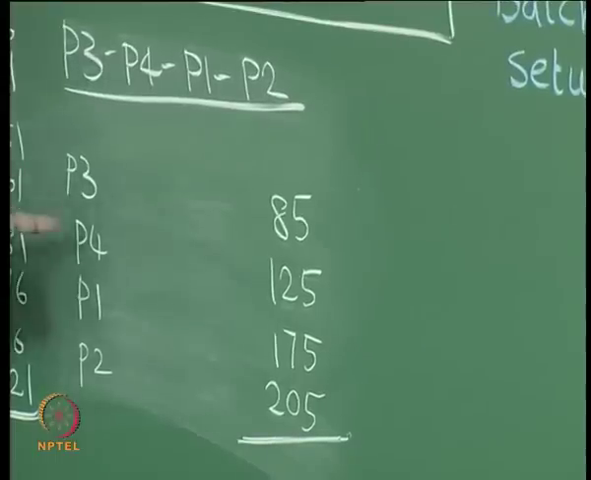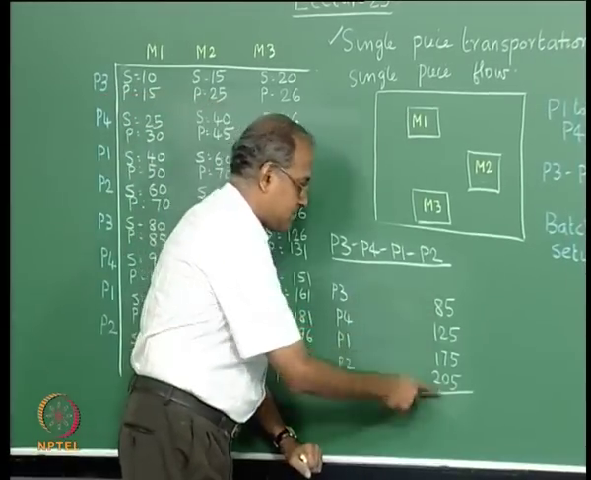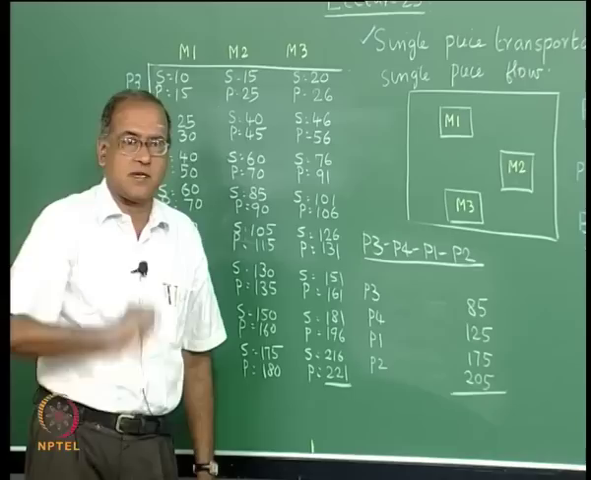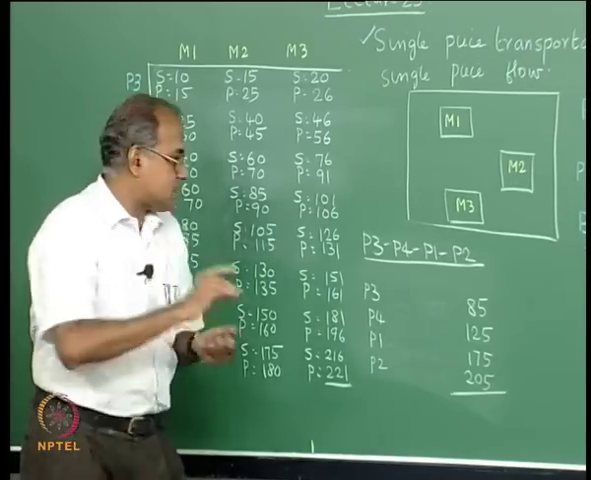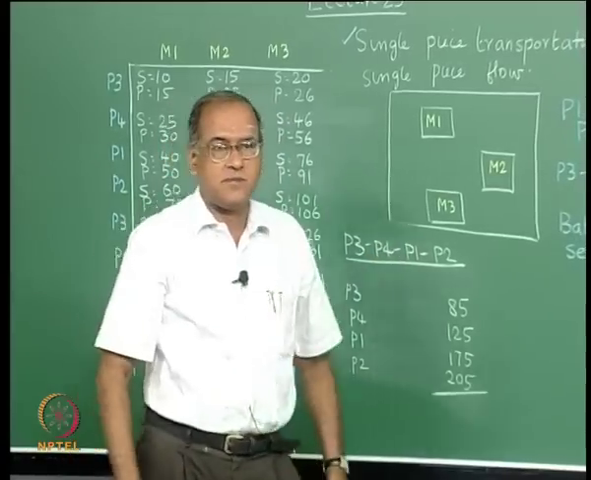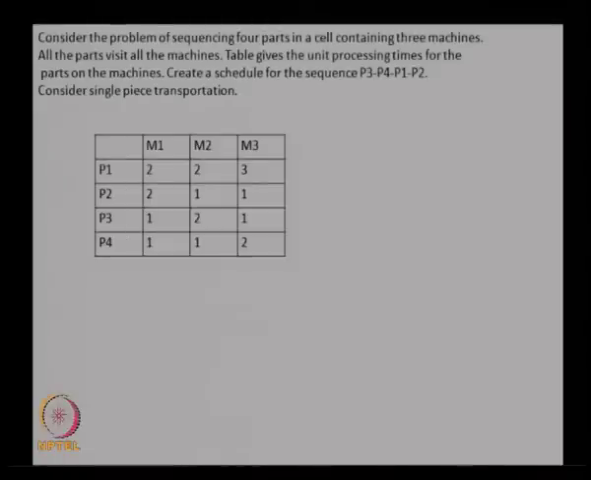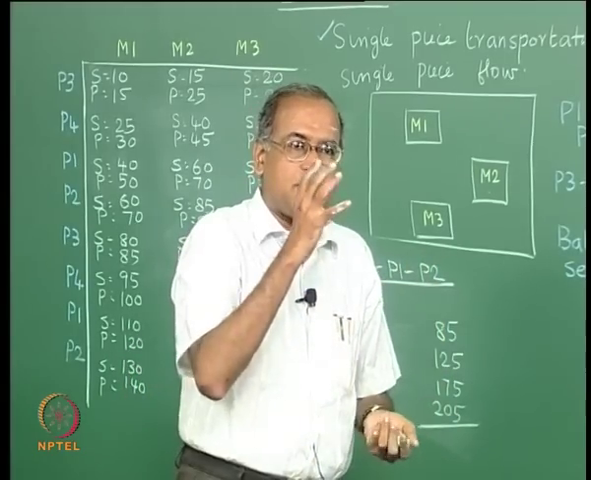When we followed a flow shop like system, we used processing times that were, for example, P1 on M1 was 10, which is setup time, plus 2 into 10, 20, which is processing time. So, that was 10 plus 20, 30. Like that we did with a production batch of 10.